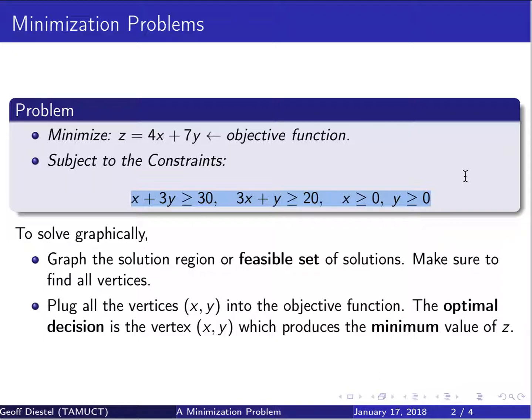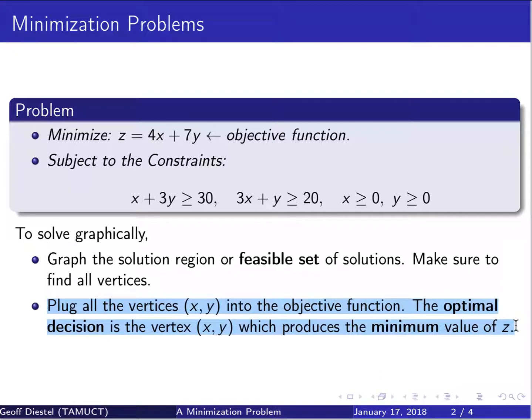The method of solution is the same if we're going to do this graphically, since this is a two-variable problem. You first graph the region of solutions, or the feasible set, making sure you identify the vertices of that set. And then again, we will just plug in all the vertex coordinates into the objective function to see which gives us the smallest value of z. And then that value of x and y is our decision, and the minimum or optimal value of z is the corresponding value of z.